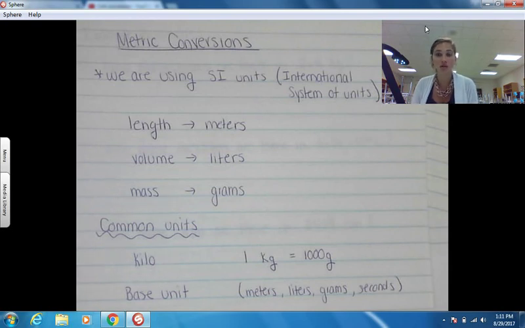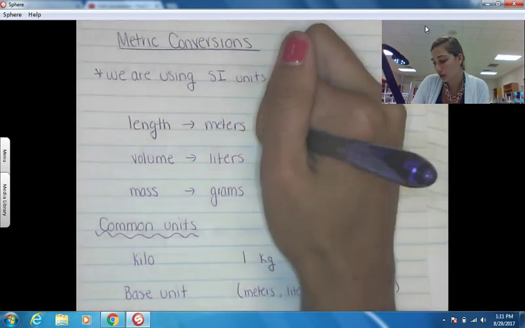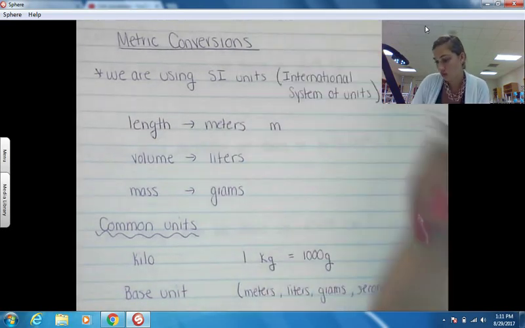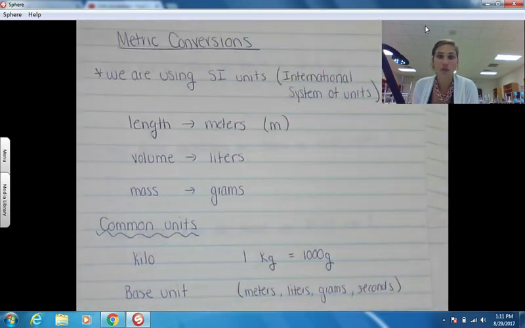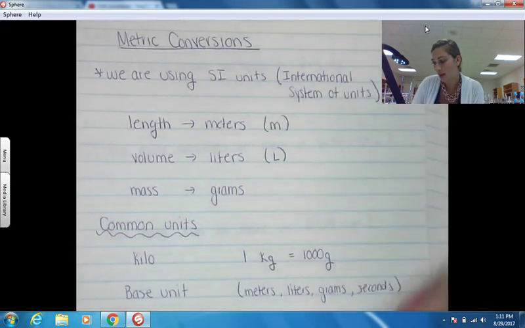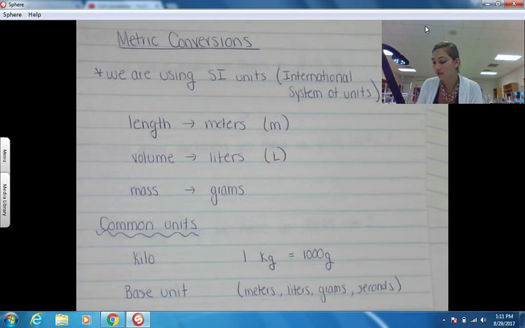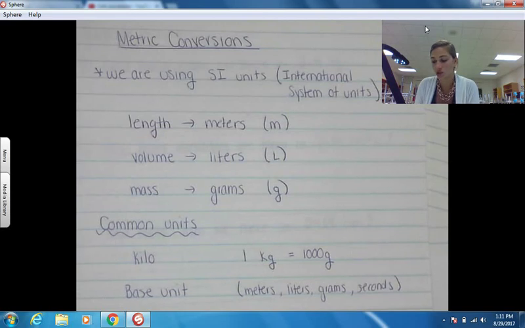As the year goes on, we're going to learn a lot about the different units that are part of this system. But for today, we're just going to focus on length, volume, and mass. The length that we're going to be using is meters. We can shorten this to a lowercase m. For volume, we're going to be using liters, and this can be a capital L. And for mass, we are going to be using grams, and that's going to be a lowercase g.